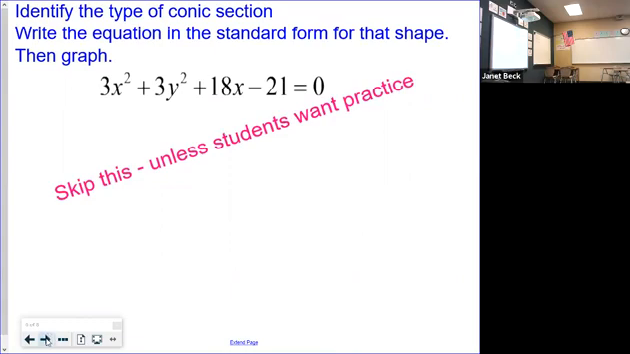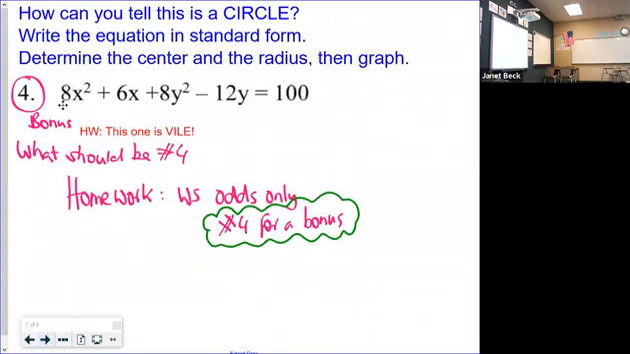And on your homework, there's this horrible, horrible one. You can tell it's going to be a circle. When you complete the square on this one, it's horrible. It involves lots of fractions. You've got 8x squared plus 8y squared, so it's going to give you a circle. Why this one is absolutely horrible. Let me show you this one. Gosh, it's really vile. It's absolutely vile.